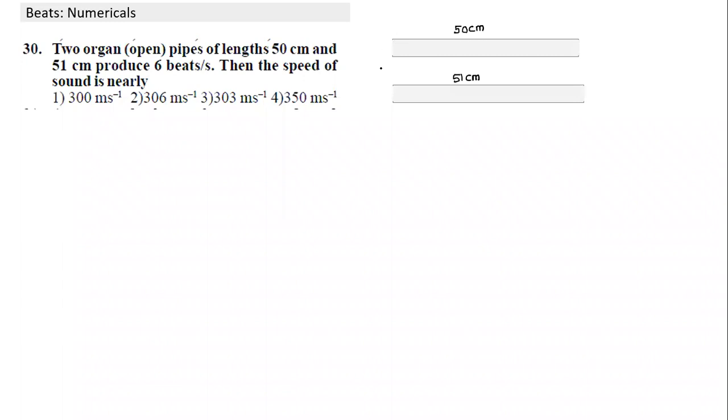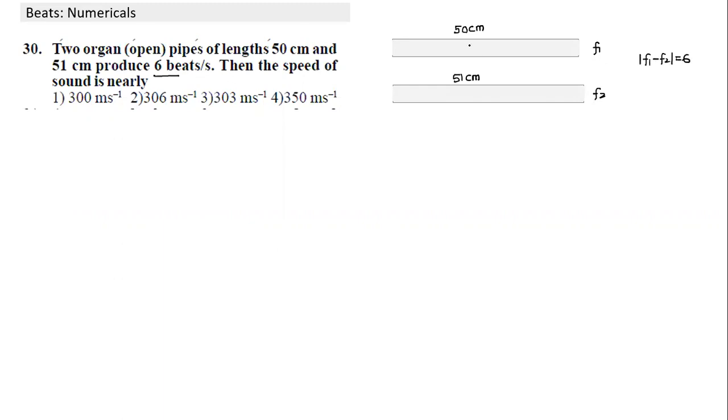And they both are creating sound corresponding to their fundamental frequency. Since the frequency depends on the length, and the lengths are not equal, the frequencies are not equal, which gives rise to beats. It gives a beat frequency of 6. It means if this is F1 and this is F2, and the beat frequency is 6, then F1 minus F2 is equal to 6.